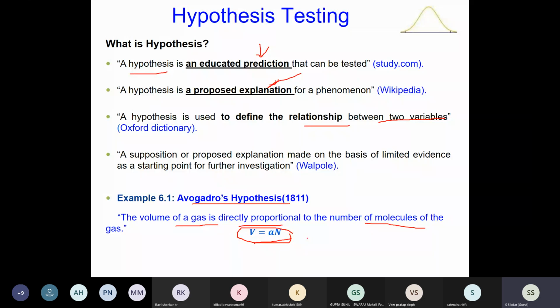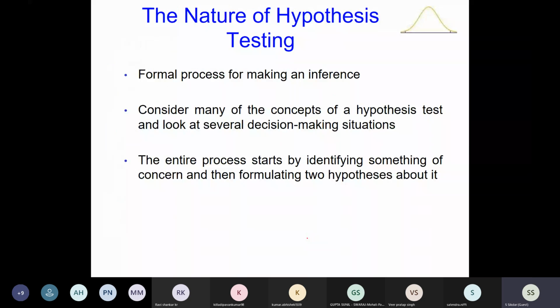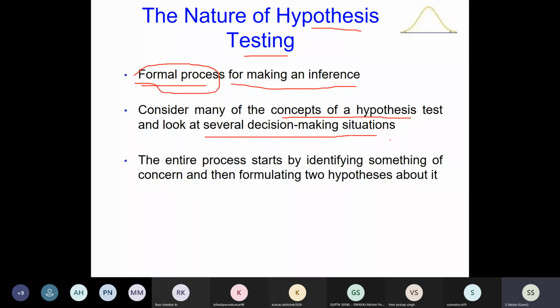That is, we are going to see. Now, basically, just as I said, it is a formal process for making an inference. The nature of the hypothesis testing: you had already done everything almost informally, and we want to have some formal process just to make an inference. Consider many of the concepts of a hypothesis test and look at several decision making situations.